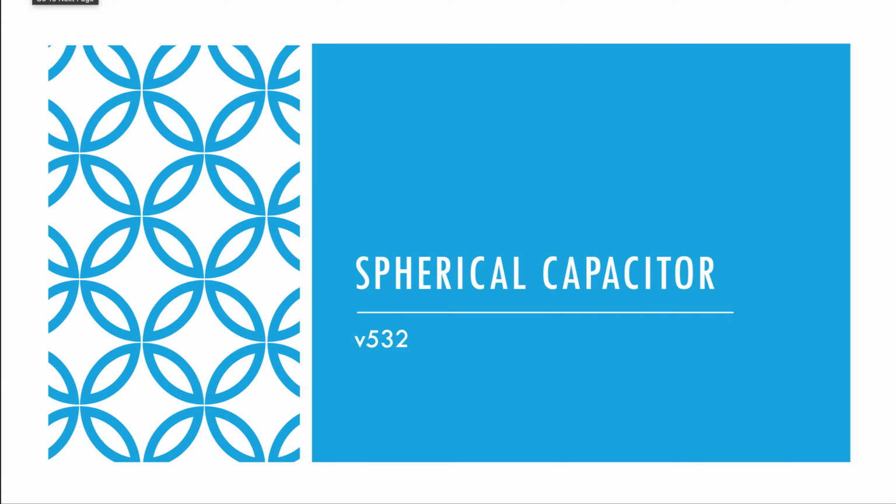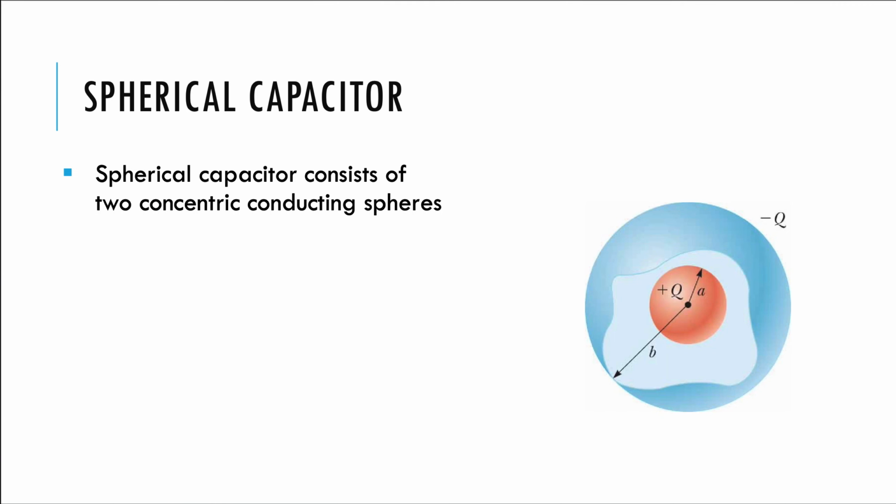This video is basically just an example video where we are going to derive the capacitance of a spherical capacitor. A spherical capacitor is a capacitor that consists of two concentric conducting spheres. Your inner sphere can be either a solid conducting sphere or a shell, and then the outer one is going to be a shell, obviously, since it has a conductor inside it.